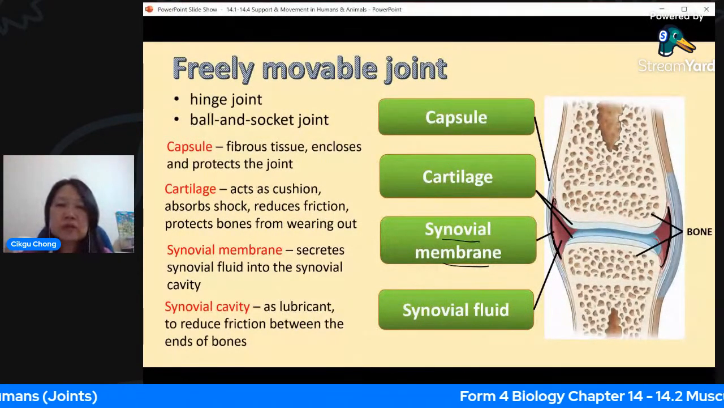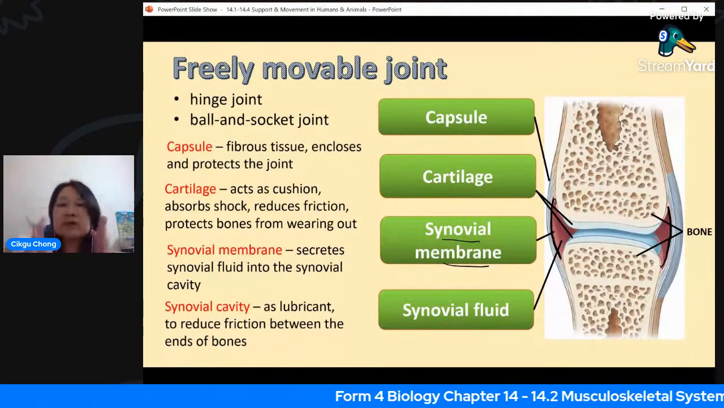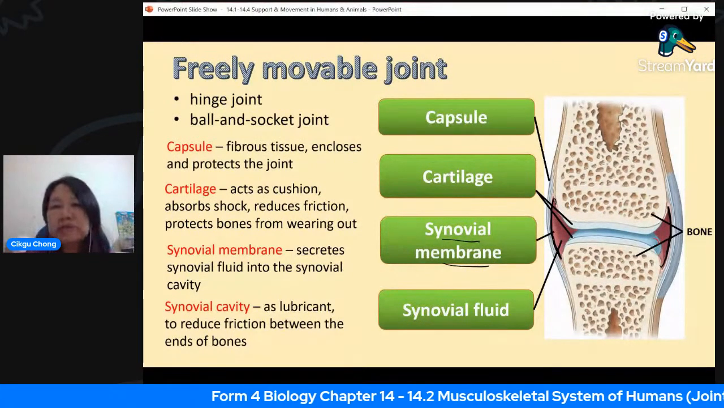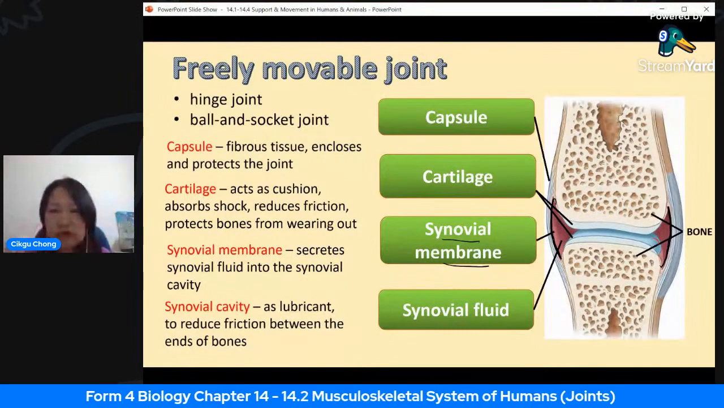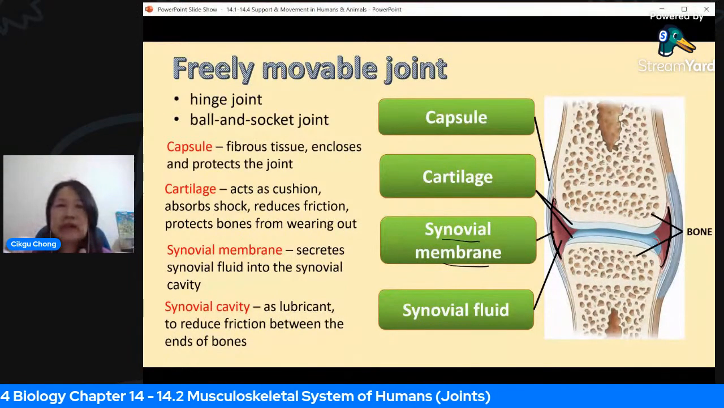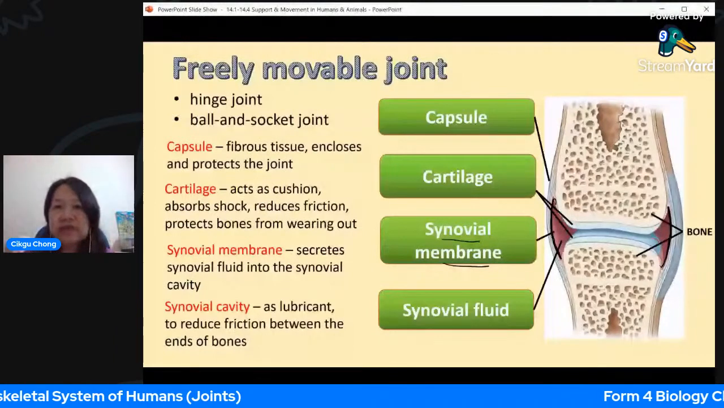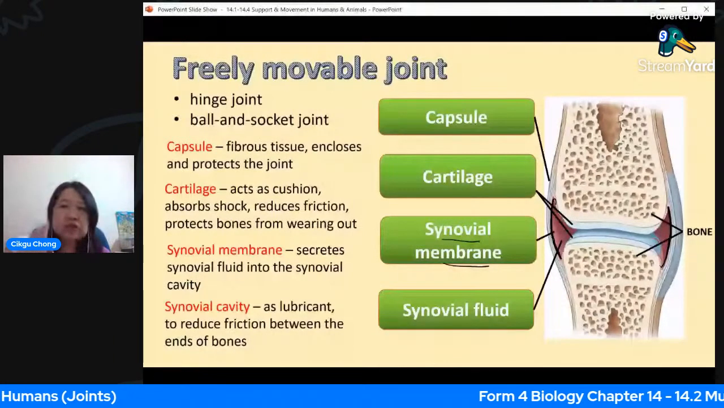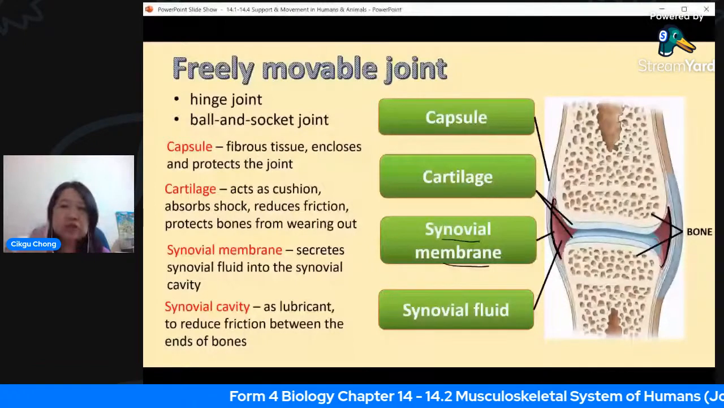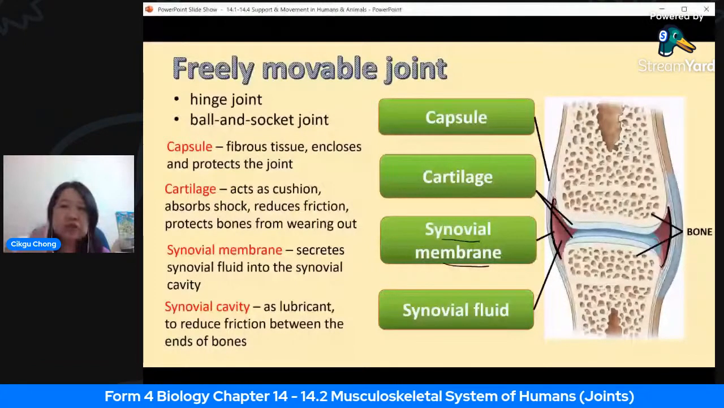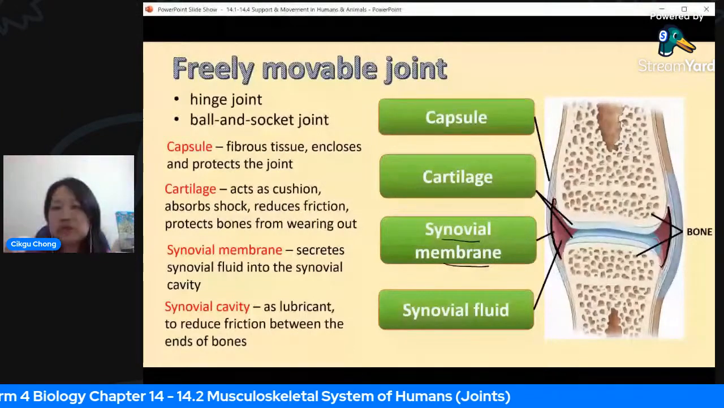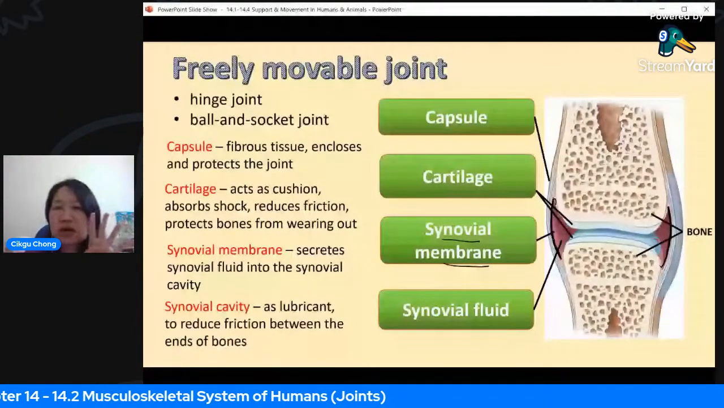Okay, so remember, you need to know how to label. If I give you a diagram of a freely movable joint, you should know how to tell me the cartilage, the synovial membrane, and the synovial fluid. So these are the four major components of this joint, which is freely movable.